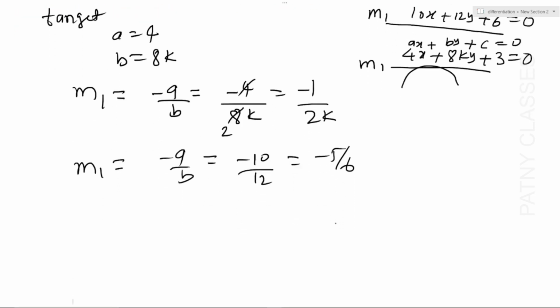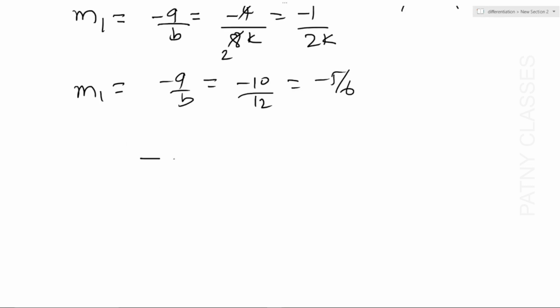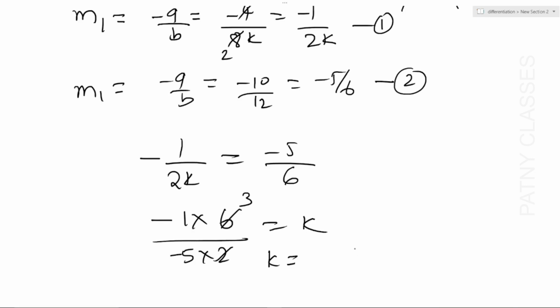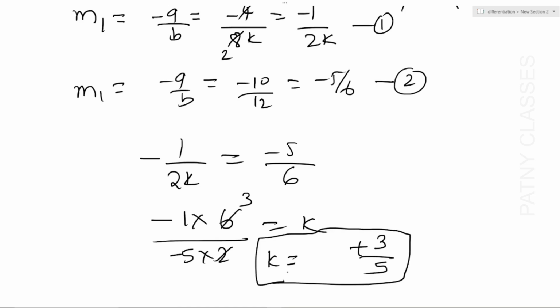Now we need to find the value of k. Both the equations are different expressions, but the slopes of both the lines are equal. Therefore we compare m1 of case 1 and m1 of case 2. So we get minus 1 into 6 upon minus 5 into 2 equals 2k, so 2 1s are 2, 2 3s are 6, so the k value becomes plus 3 upon 5. This is the result. This is the required value of k.